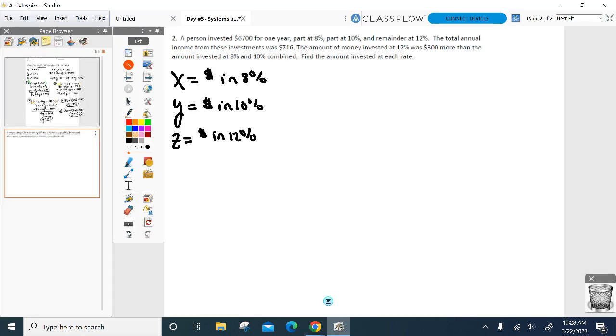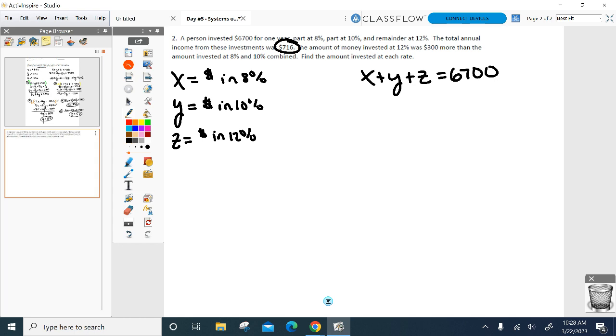X plus Y plus Z equals 6,700. Great job. That's all the money that went into the plans. When I put it into each plan at these percents, I got back 716. I got back 716 when I applied the 8, the 10, and the 12%.